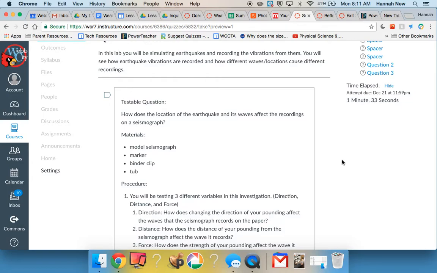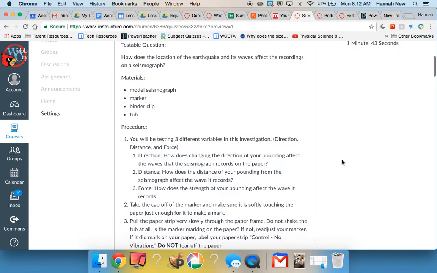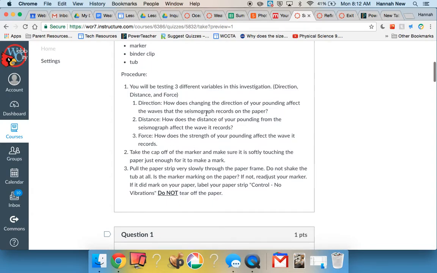You will have individual testable questions for each variable. So you're kind of doing like 3 mini labs in one larger lab today. So here are your 3 individual testable questions. I went ahead and gave those to you so that we didn't have to spend time doing that. That way you can actually do the lab.